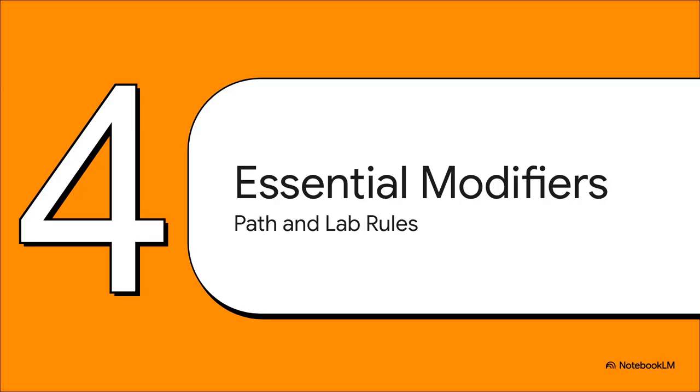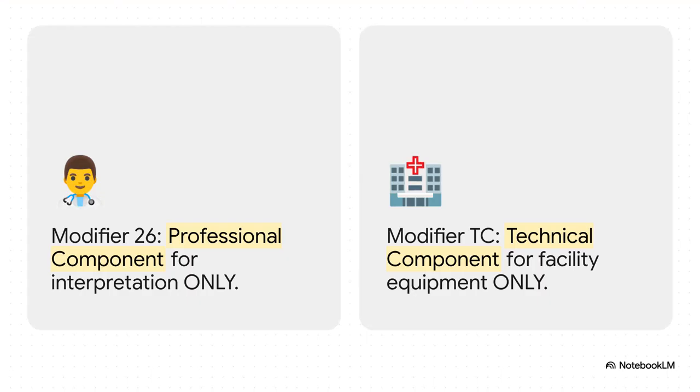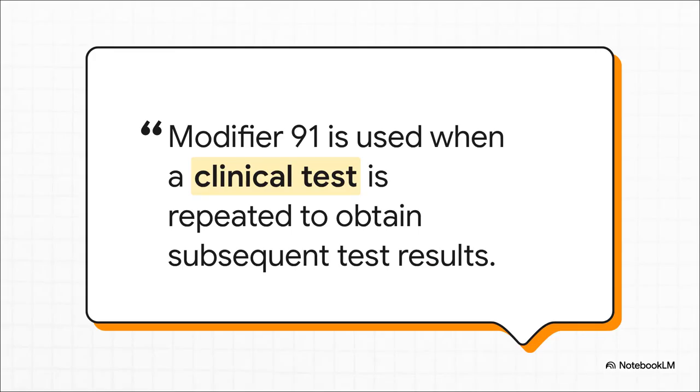Down to the home stretch, Section 5, Essential Path and Lab Modifiers. Modifier 26 and TC often appear together when a hospital owns the lab equipment, the technical component, but an independent pathologist provides the interpretation, the professional component. Also, remember Modifier 90. That's used anytime a service is performed by an external reference lab. Now for a heavily tested one.